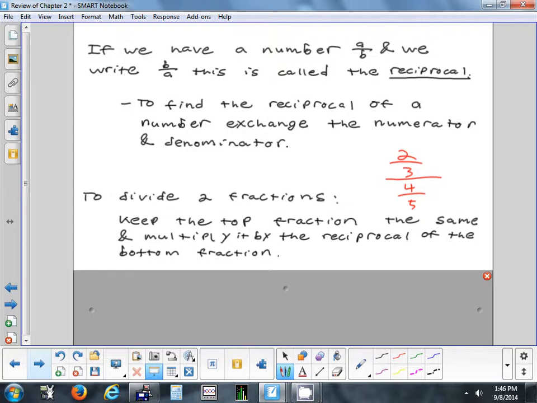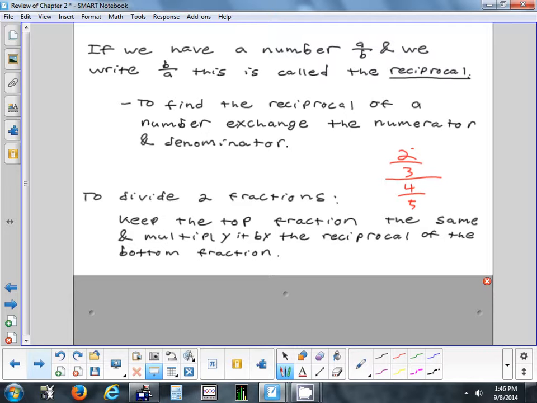Now the next part, this is where the reciprocal comes in. You're going to take the top fraction, then multiply it by the reciprocal of the bottom. That's the trick for division. Keep the top fraction the same, and multiply it by the reciprocal, or flip what's in the bottom.